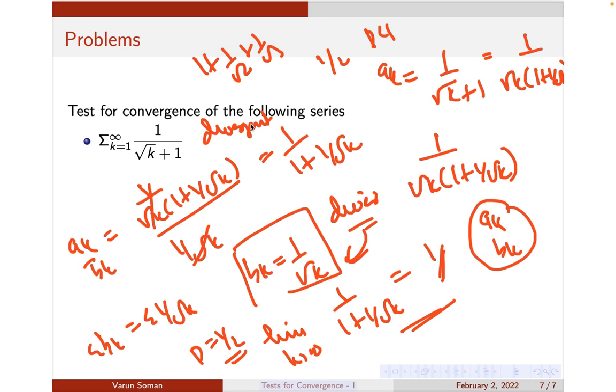Okay, so take the comparing series as that effective one. Take ak by bk and apply the limit. From there you can say that both the series will converge or diverge together. You know the properties of harmonic series to decide whether the given series bk is divergent or not. From there you can deduce the convergence or divergence of ak. Okay, so let us move forward.